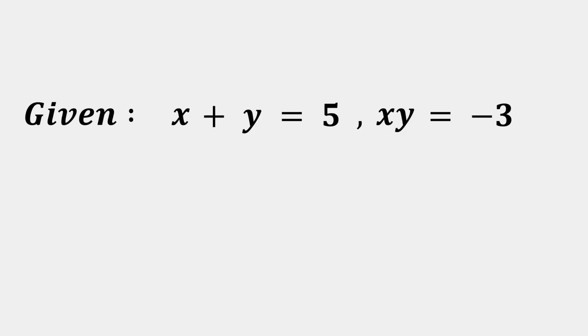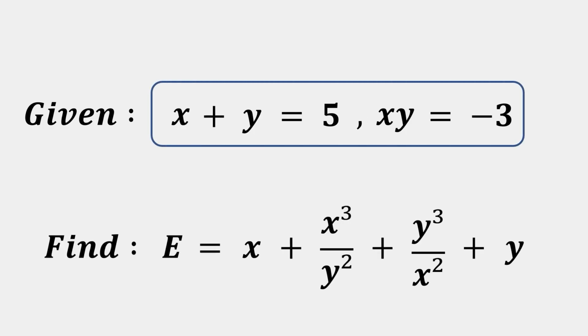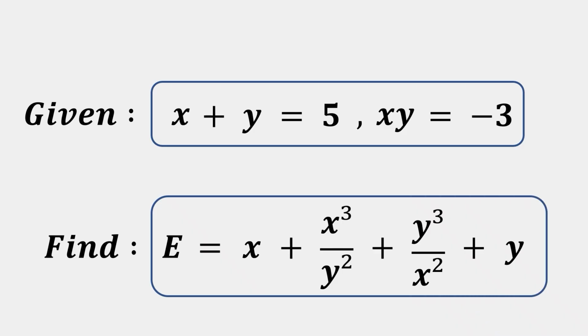We are told that two real numbers, x and y, satisfy these conditions. x plus y equals 5. x times y equals -3. We need to find the value of the expression E equals x plus x cubed over y squared plus y cubed over x squared plus y.